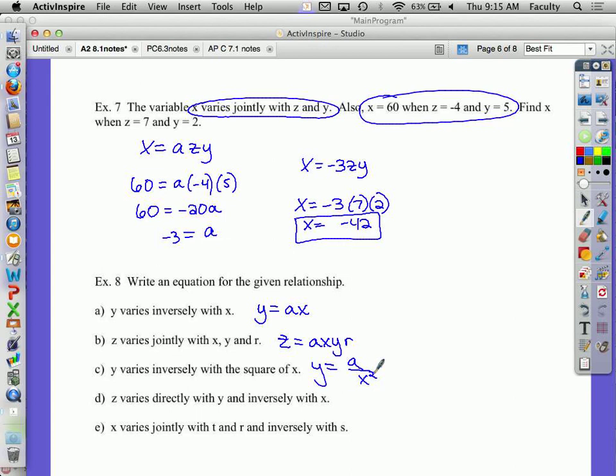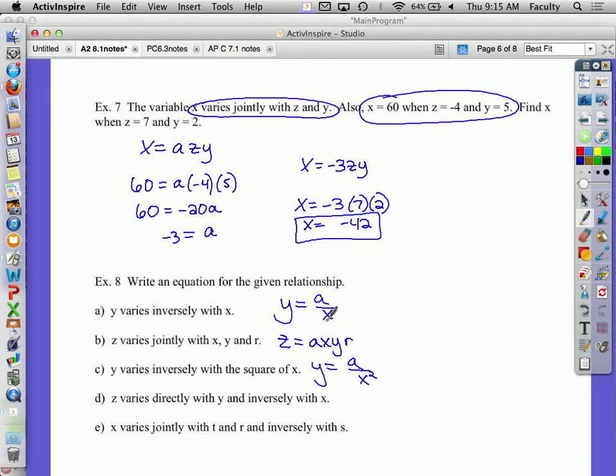Yeah, Aurora? I have a question. Why on A did you do y equals ax? I do not know, because that was inversely. Thank you. I don't know why I did that. That was inverse. Thank you. I have no good reason for that.